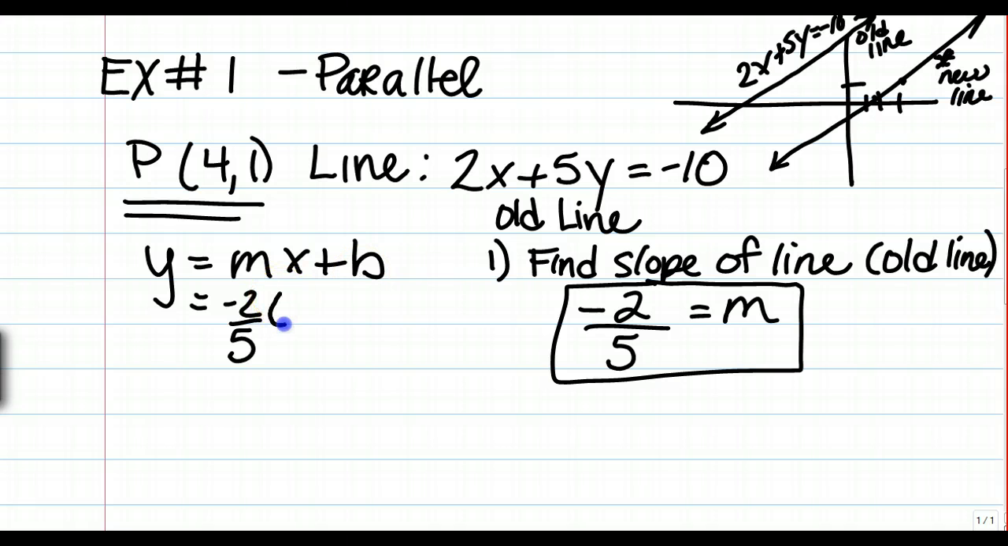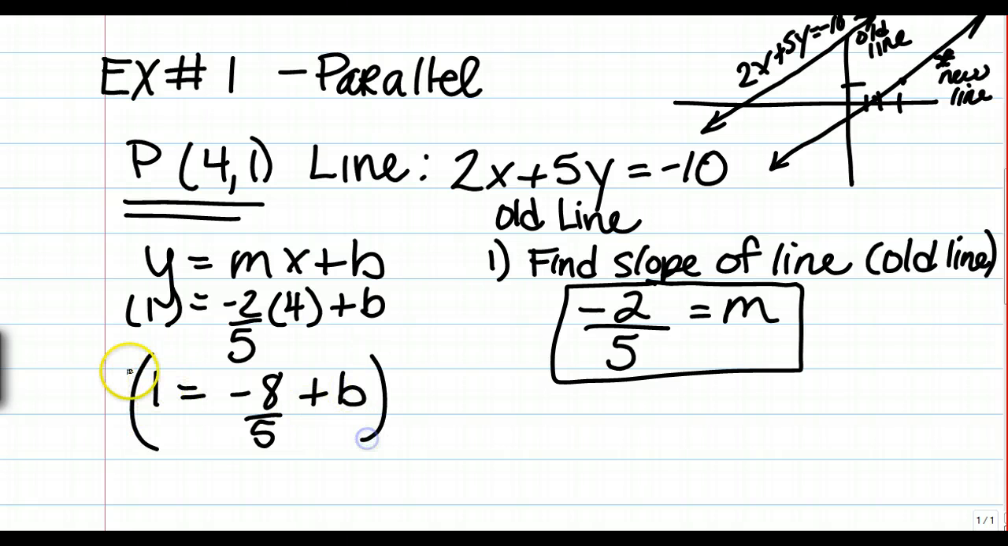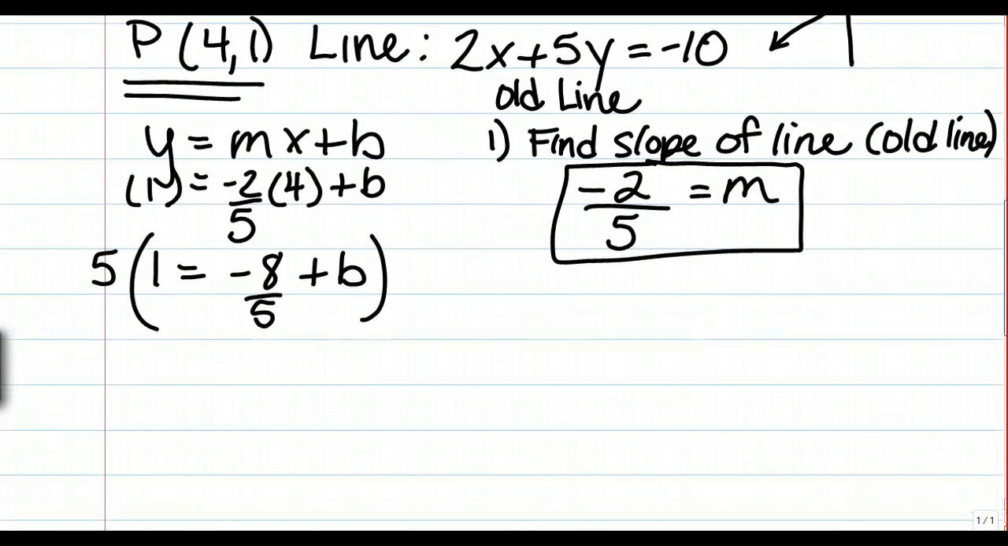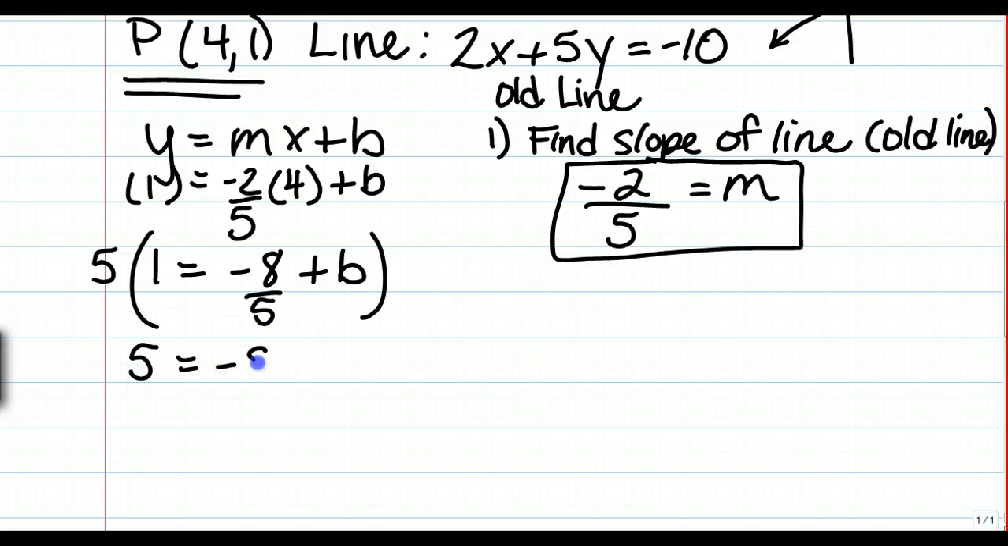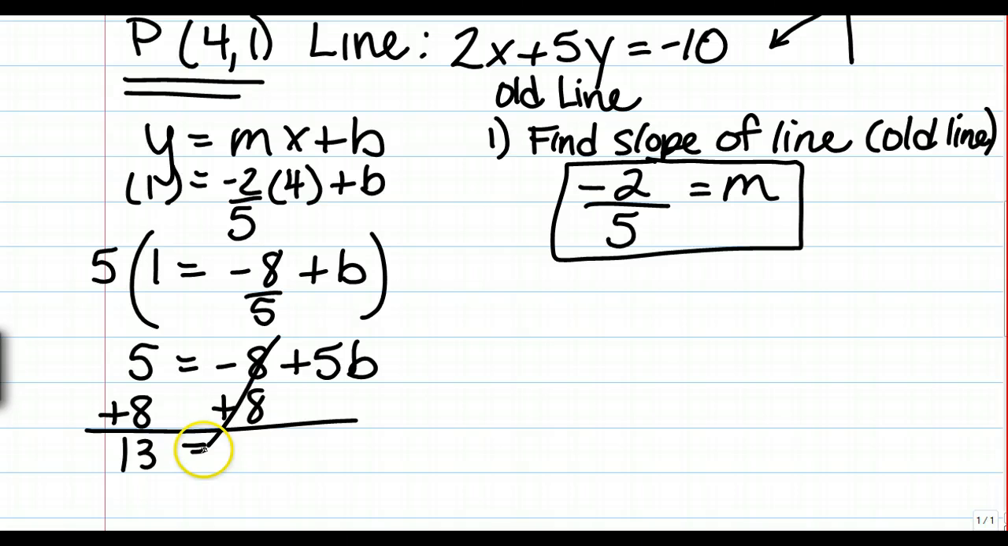In order to do that, I have to plug in a point for x and y. Well, luckily it gave me a point. And that point is where that new line is going to go through. So I'm going to plug in 4, 1. And I'm going to get 1 equals -8/5 plus b. And with my trick, you know that you can multiply everything by 5. So I'm going to have 5 equals -8 plus 5b. I add 8. I have 13 equals 5b. Divide by 5. b equals 13/5.